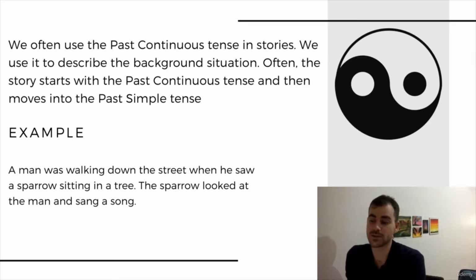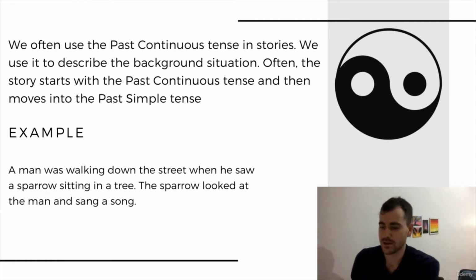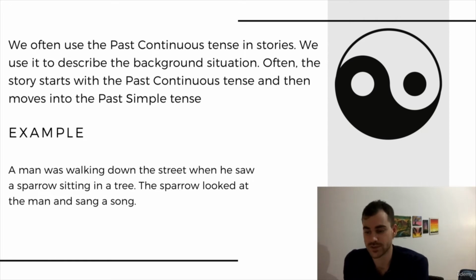We often use the past continuous tense in stories. We use it to describe the background situation. Often the story starts with the past continuous tense and then moves into the past simple tense. Here's an example. A man was walking down the street when he saw a sparrow sitting in a tree. The sparrow looked at the man and sang a song.